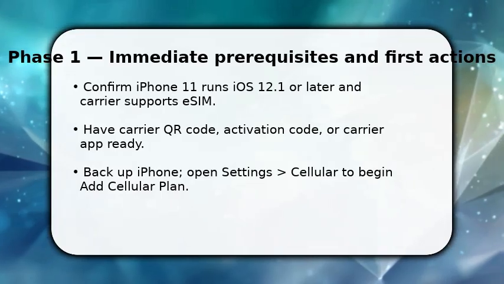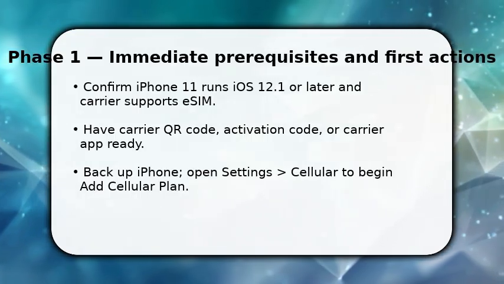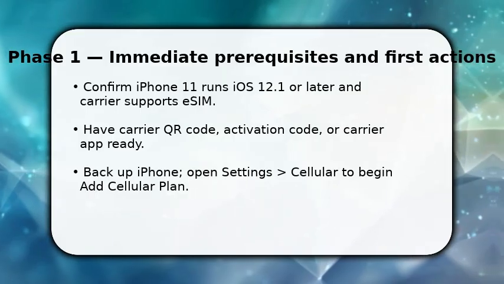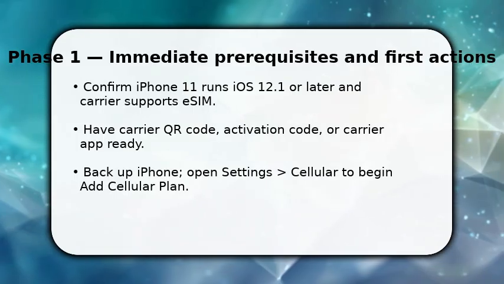You start by confirming two essentials. Your iPhone 11 has a modern iOS, and your carrier supports eSIM. Once done, make sure you have the carrier QR code, activation code, or the carrier app downloaded.